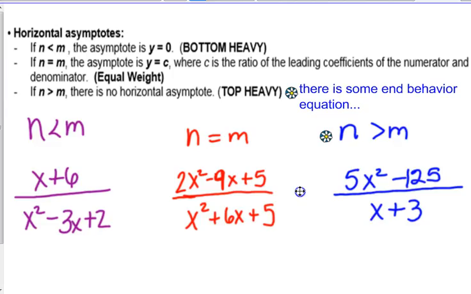All right, the business about end behavior or horizontal asymptotes. If you have a degree of the numerator equal to 1, everybody okay? Degree is 1 here on the numerator. Degree of the denominator is what? Degree 2. So the numerator has a smaller degree than the denominator. Then it is considered bottom heavy. And if it's bottom heavy, if I put 1,000 into this real quick, I'd get 1,006 over 1,000,000 minus 3,000 plus 2.